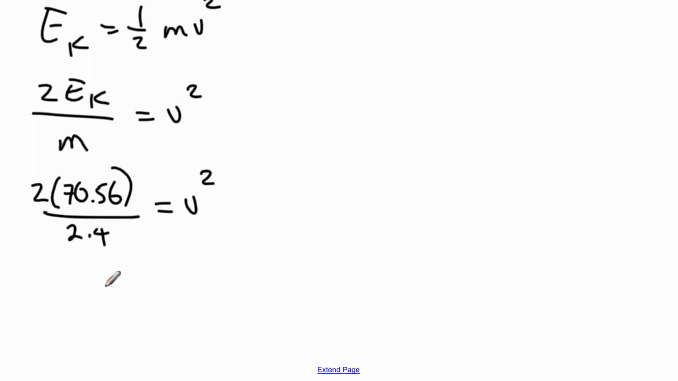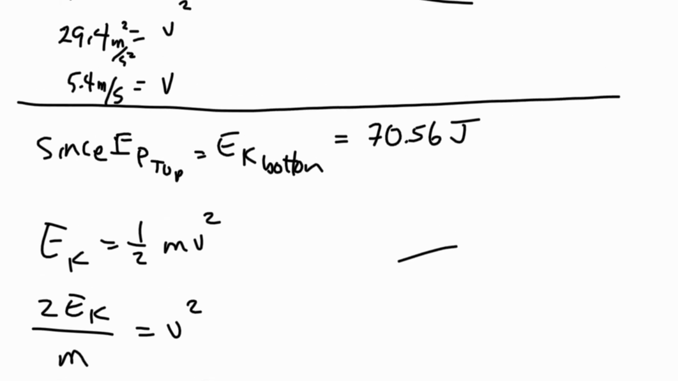Whoops. I lost it. Okay, 2 times 70.56 divided by 2.4 equals, and then the square root of that number is 7.67, call it. So velocity equals 7.67 meters per second. Let's just check if our doubling thing worked or not.